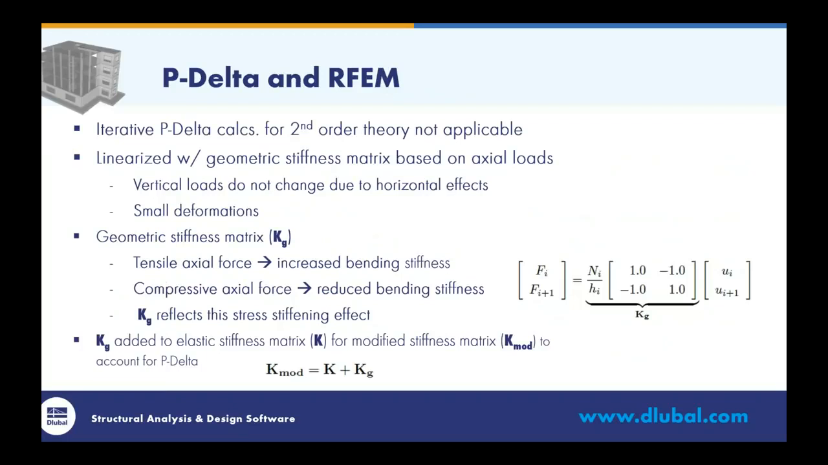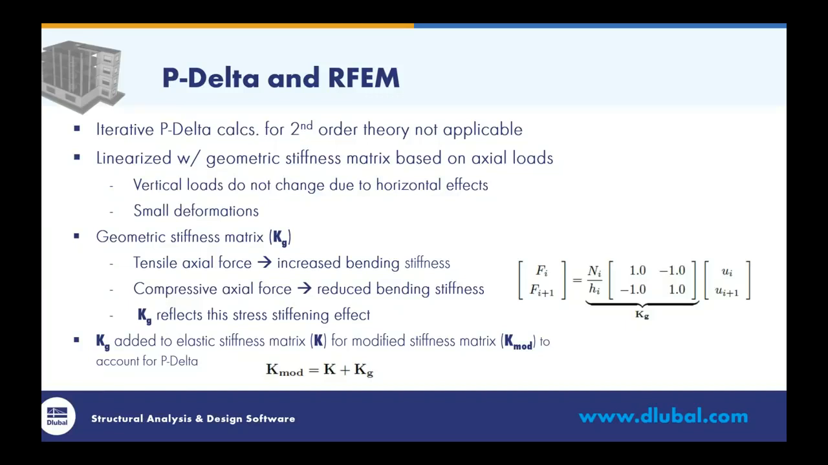Well, when we take a look at P-delta, we actually cannot iterate P-delta calculations for second order theory within dynamic analysis. It just is not applicable. So what we do is we linearize this with what's called the geometric stiffness matrix based on axial loads only. Now there are two assumptions with this type of linearization. One is that vertical loads do not change due to horizontal effects, and the second is that deformations are small when we compare this to the overall dimensions of our structure.